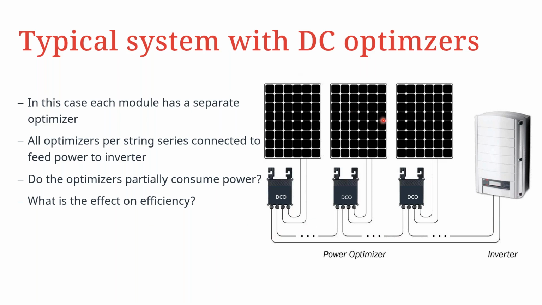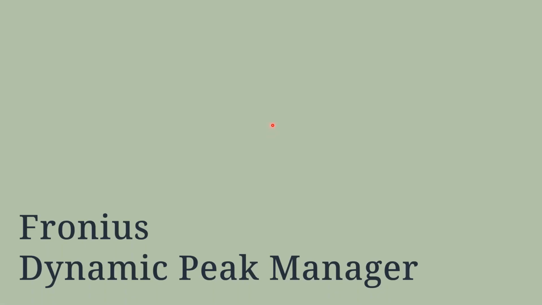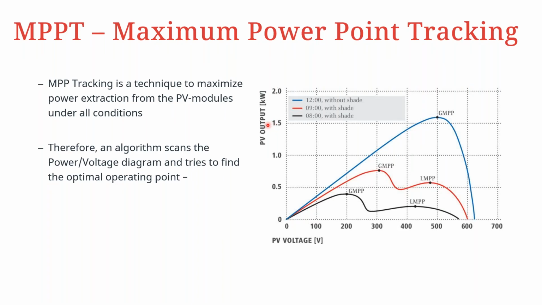Before we do that, let's get into the Fronius Dynamic Peak Manager, just to give you a better understanding of what this entails. When we look at normal maximum power point tracking, the basic design of the MPPT is to be able to maximize power extraction from the PV array under all conditions.